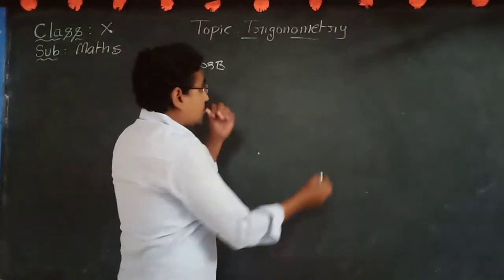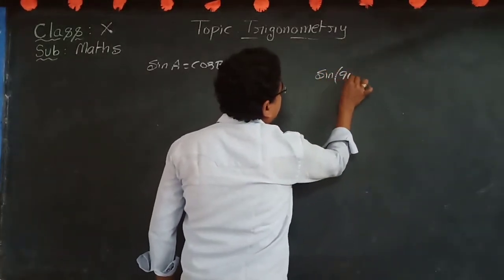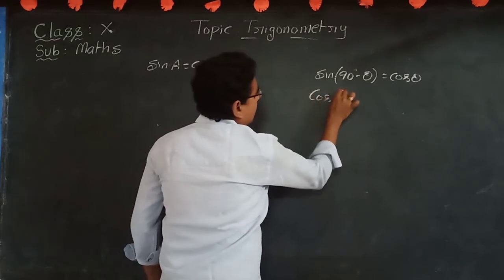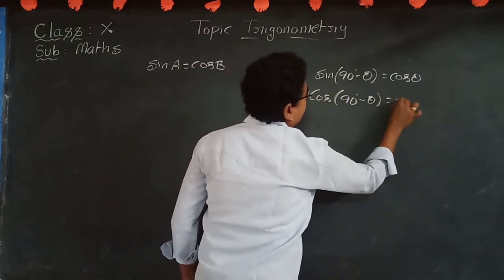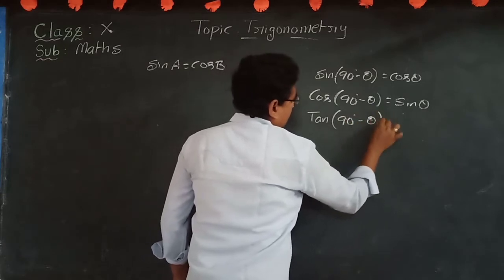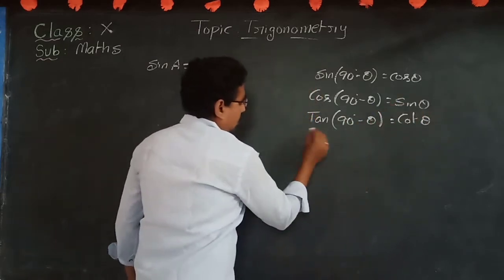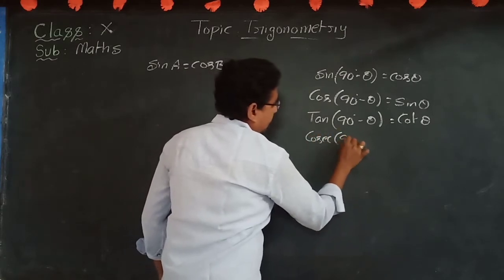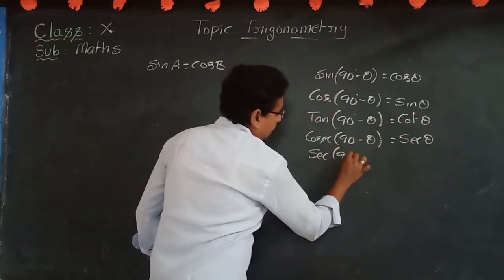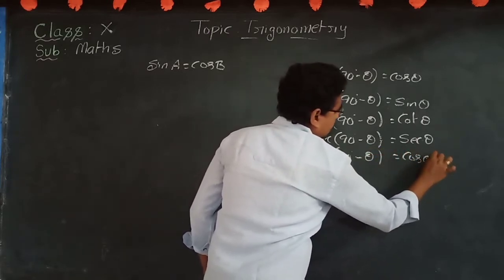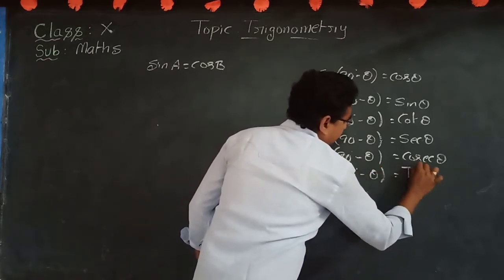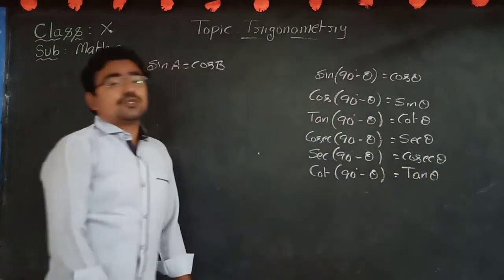See, already we know the trigonometric ratios. Once again I am writing. Sin of 90 minus theta equals cos theta. Cos of 90 minus theta equals sin theta. Tan of 90 minus theta equals cot theta. Then cosecant of 90 minus theta equals secant theta. Secant of 90 minus theta equals cosecant theta. Then cot of 90 minus theta equals tan theta. So these are the trigonometric ratios of complementary angles.